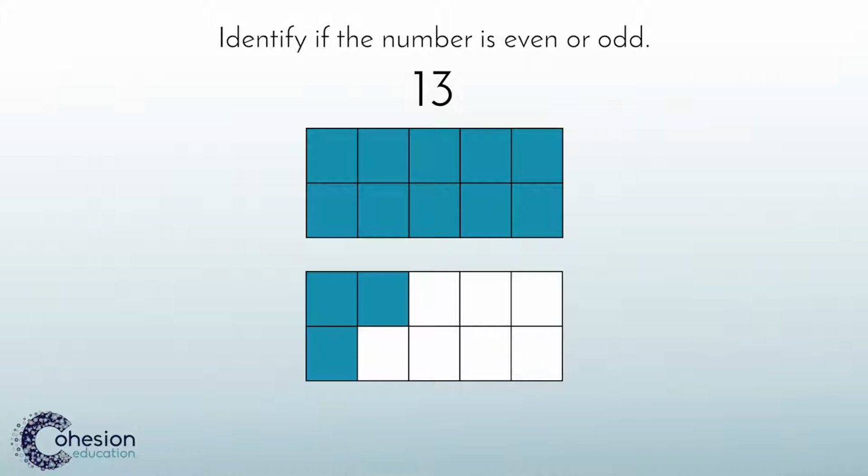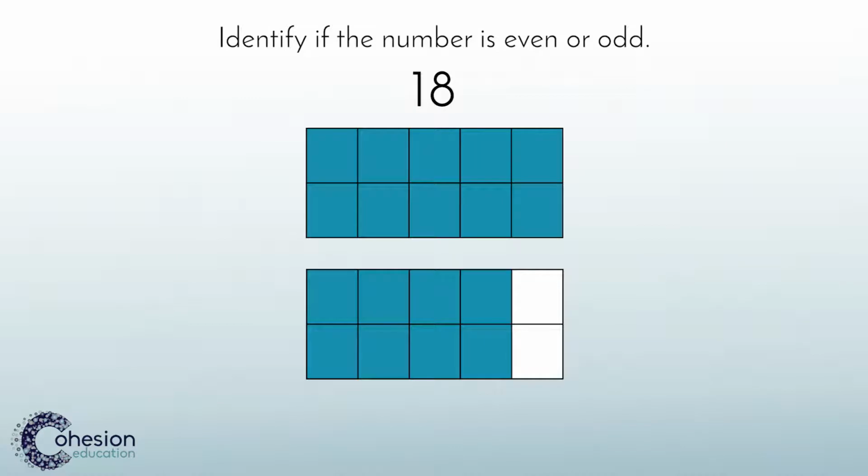In this example, we have the number 13 represented in two tens frames. We can see that the first tens frame is completely filled in, showing that each box has a pair or a partner. Looking at the second tens frame, we can see that there is one pair, and then there is one box filled in without a partner. Students may benefit from circling the pairs as they go. We can identify that the number 13 is odd because not every box has a pair. Students will record odd as the answer to the question. That is how students identify if a number is even or odd.